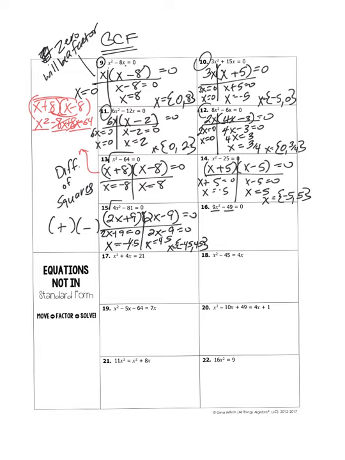Number 16, the square root of 9x squared is 3x. Square root of 49 is 7. So 3x plus 7, 3x minus 7. Set each one equal to 0. Subtract 7, divide by 3. X equals negative 7/3. Add 7, divide by 3. X equals positive 7/3.